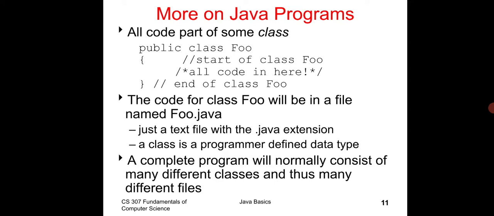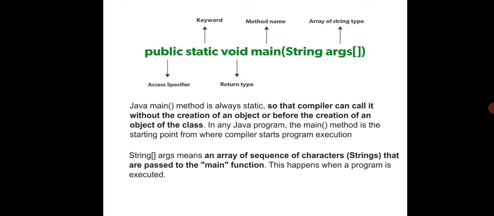Main means it is the main method. It is a method name. Then String args. String is a data type. Args is an array parameter, so the parameters will be passed as an array.